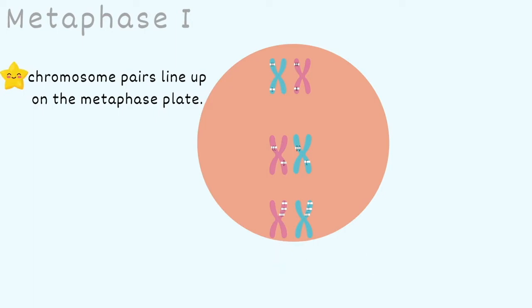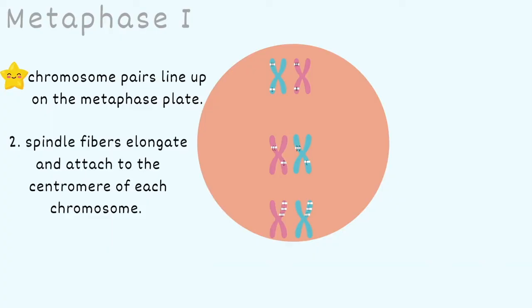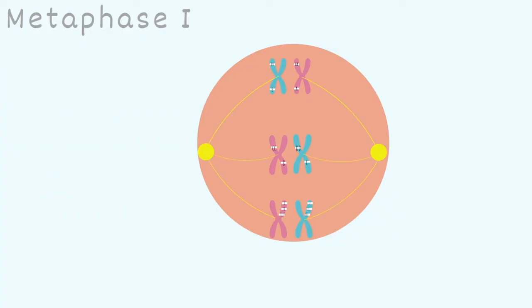Aside from that, the spindle fibers elongate and they attach to the centromere of each chromosome. These yellow dots represent the centrosomes, and those are the spindle fibers coming out of them. Next, the cell moves on to anaphase 1.